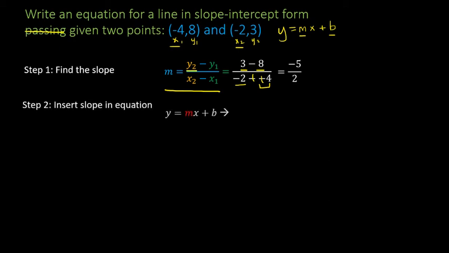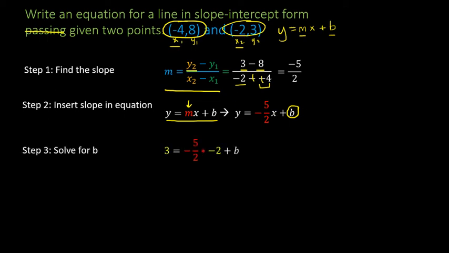I'm going to plug in that slope now. So remember, our goal is to get an equation in this format, but I just figured out m, so I'm going to plug that in. Now I have this equation y equals negative 5 over 2x plus b, and I need to figure out what the value of b is. Because I've already been told that both of these points are solutions for this equation, I can pick one of them and plug in x and y to solve for b.